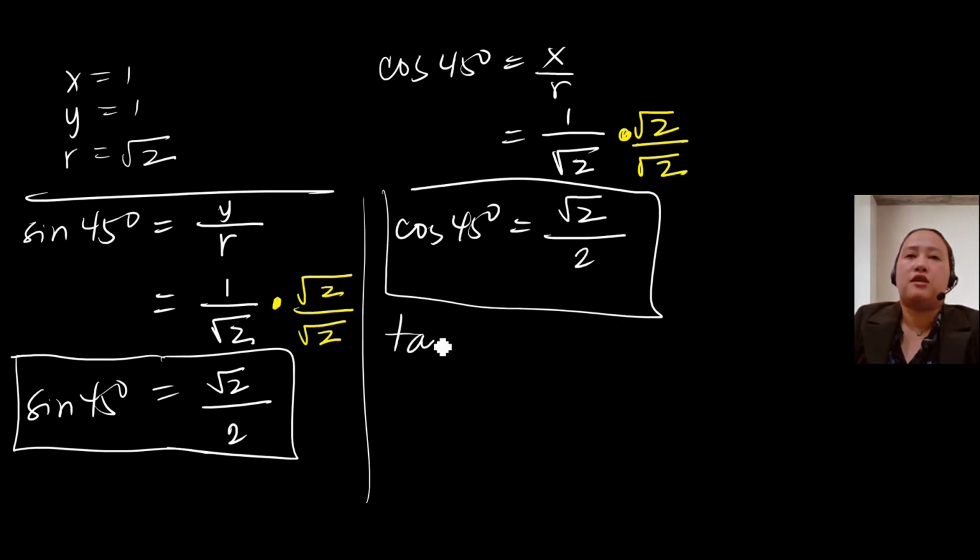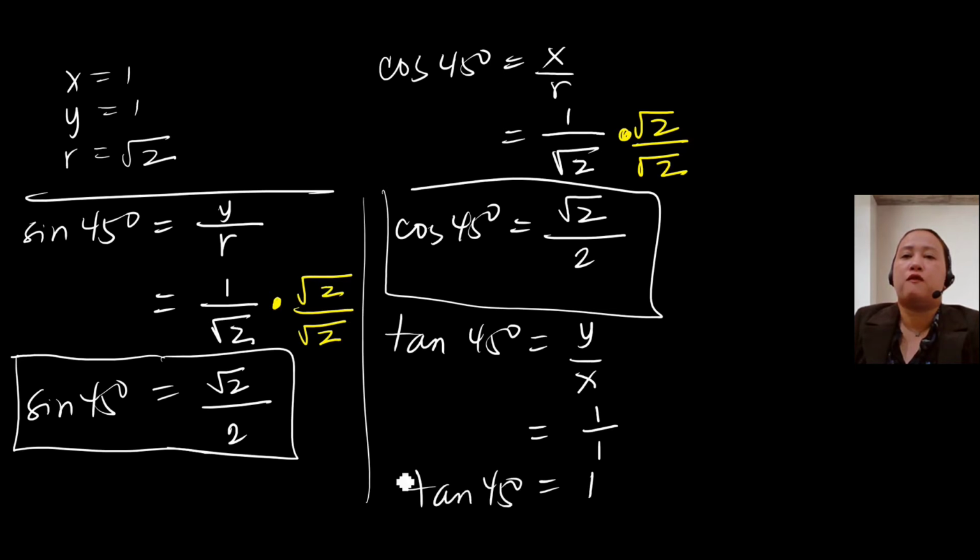And then for the tangent of 45 degrees, tangent is y over x, so that is ordinate over the abscissa. So just substitute 1 over 1 equals 1. That is tangent 45 degrees.